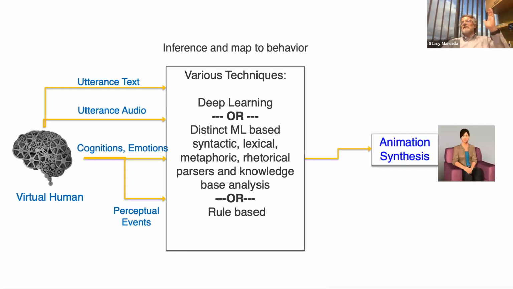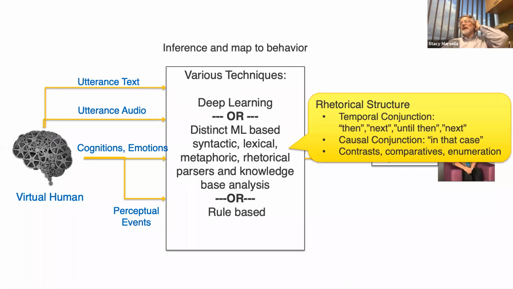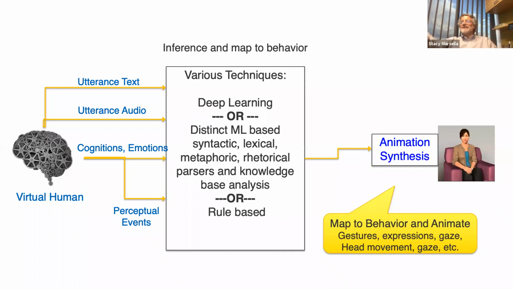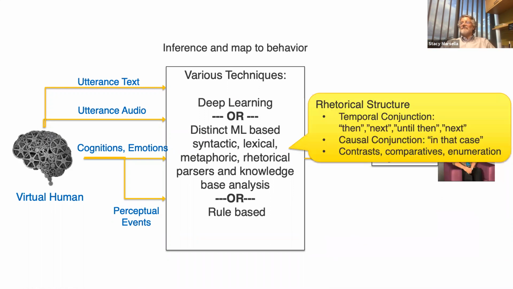And so basically what we're getting here is there's a lot of information being conveyed through these things. However I build this box in the middle that goes from the utterance text and the audio, and if I'm lucky, the cognitions and emotions of the virtual human, to that behavior, it has to cover a lot of information.